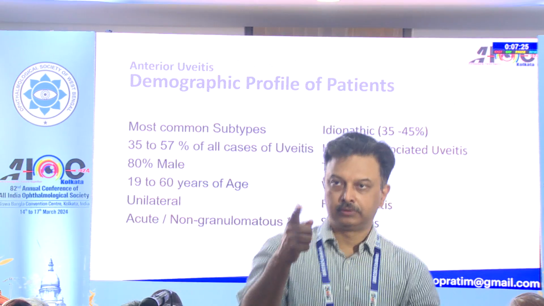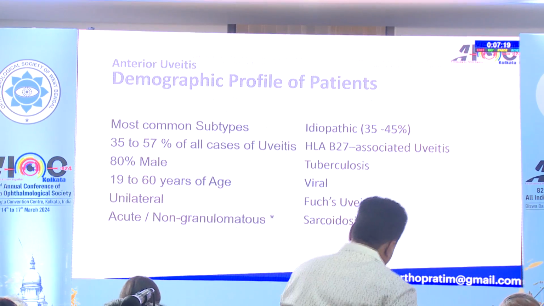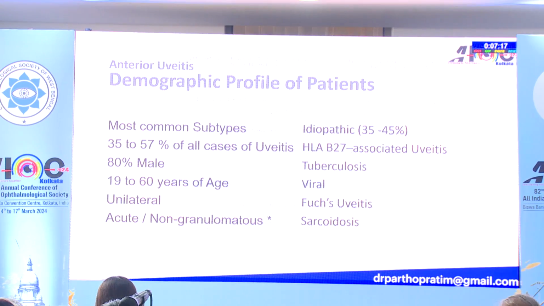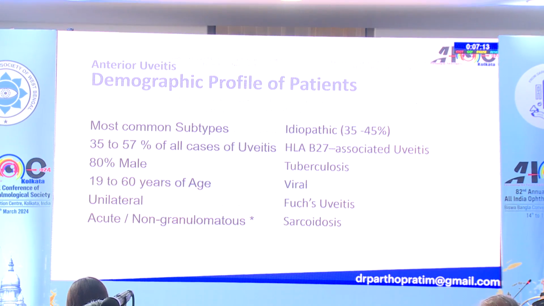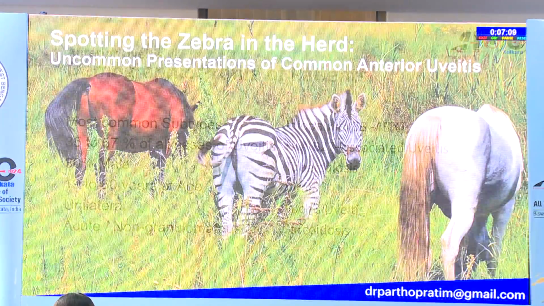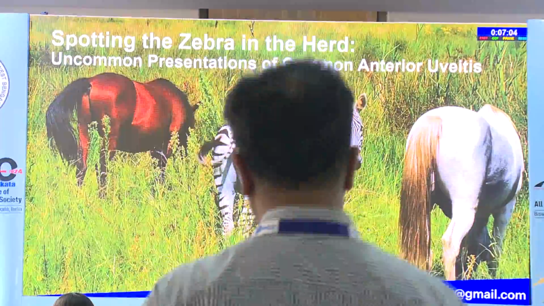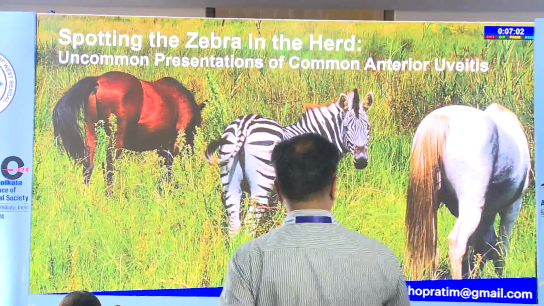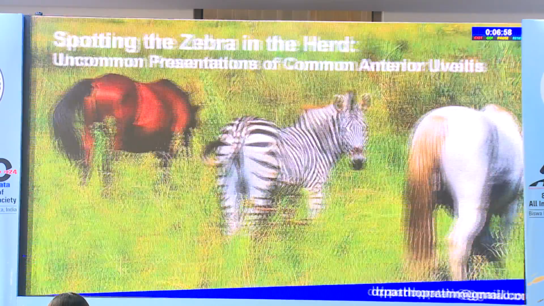If you analyze the cause of this anterior uveitis in the Indian scenario, we see that the majority of them remain idiopathic. Among the identifiable causes, HLA-B27 associated uveitis is very common, followed by tuberculosis, then viral, Fuchs and sarcoidosis. Now, sometimes we need to spot the zebra in the herd, because we keep seeing the common uveitis and suddenly the presentation can be different. So we'll see how it can be.